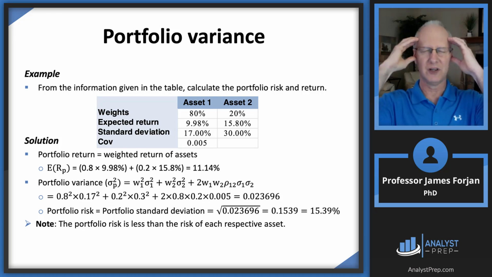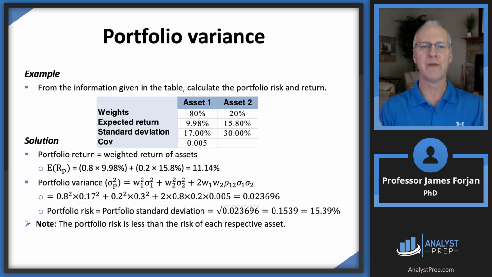So what are you just in your brains, what are you thinking? Oh, if I'm adding a riskier asset, one that has more variability, my variability ought to go up. That's kind of a logical thing, but no, that's not true. Because of the covariance between asset 1 and asset 2, standard deviation actually falls, right? Can I round that to 15%?